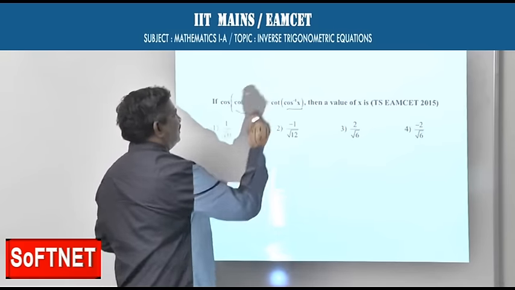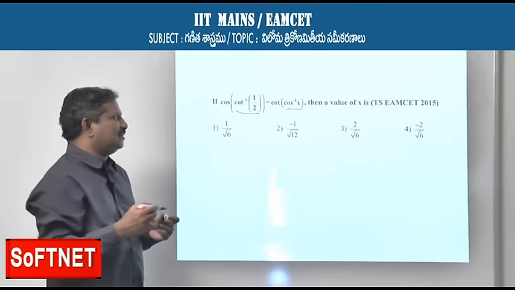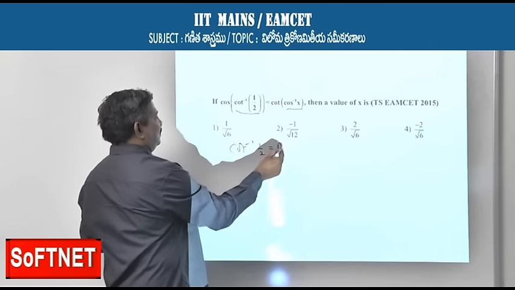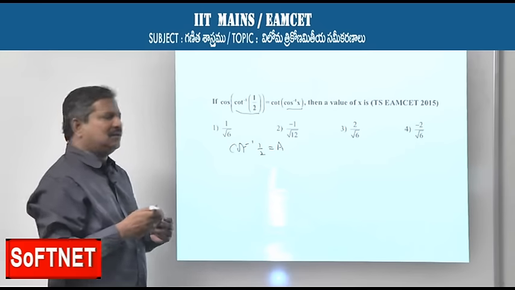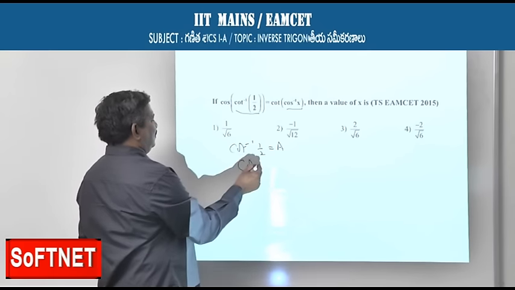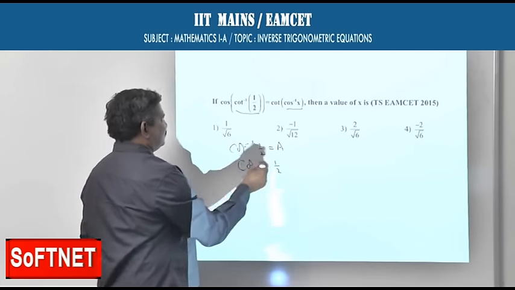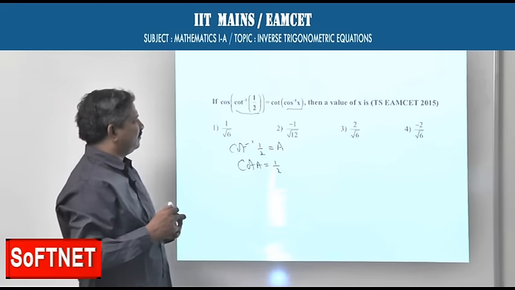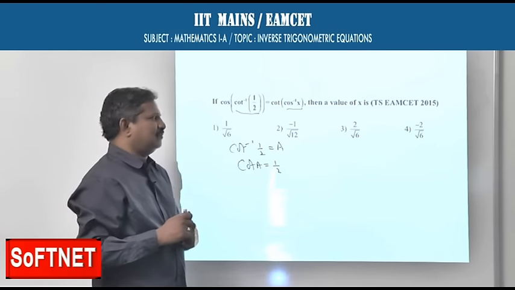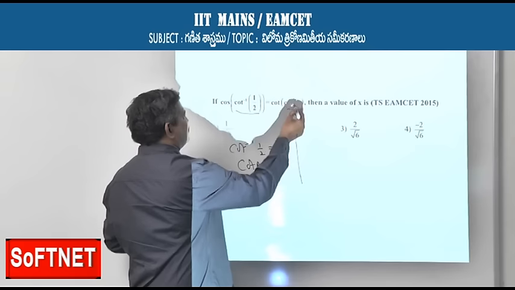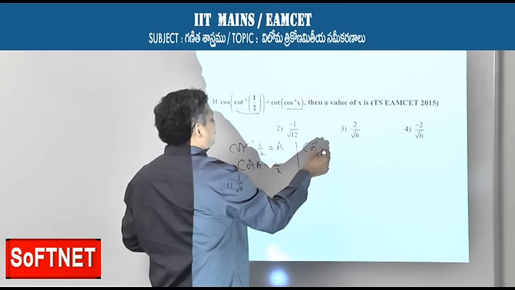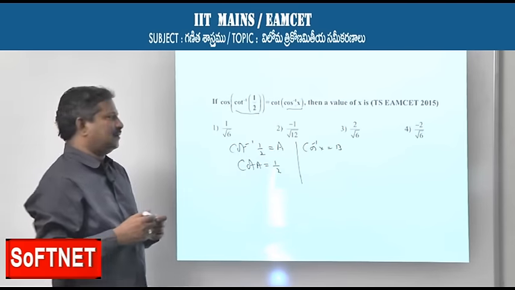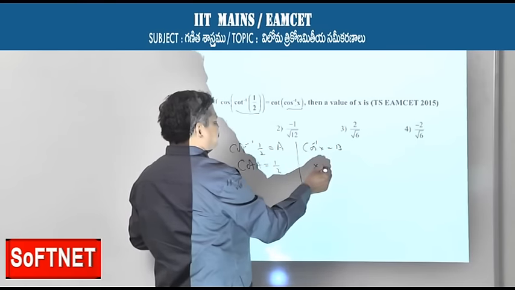we will take the inverse terms as A or B. That is, cot inverse 1 by 2 is A, then you will get cot A is equal to 1 by 2. Similarly, cos inverse x is B, then what you will get? x equal to cos B.